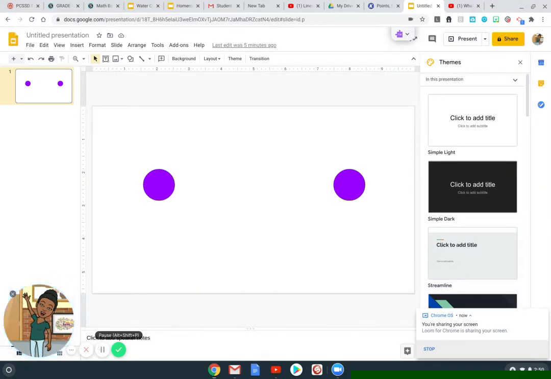On your screen, you see two purple dots, but these are not just any old regular dots. They represent points in geometry. Usually, these points are named with capital letters.